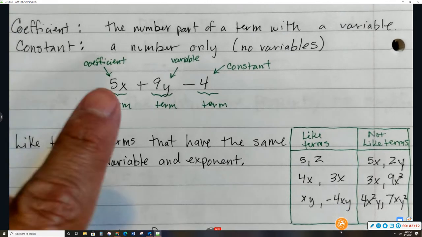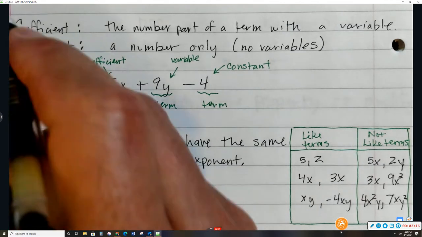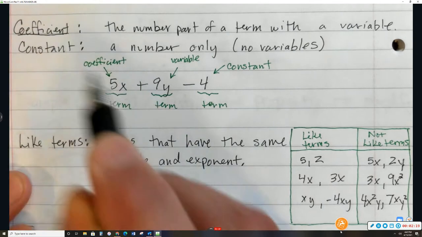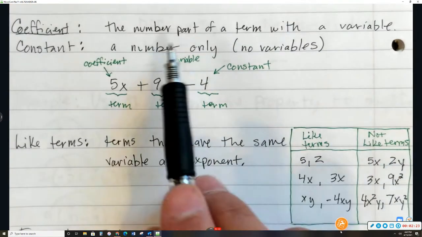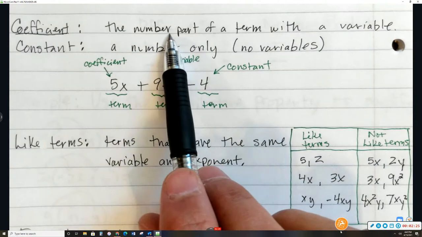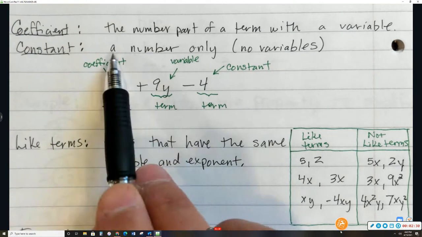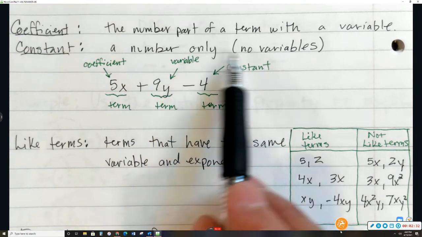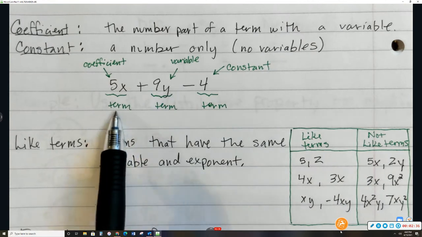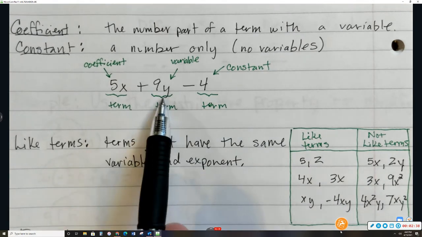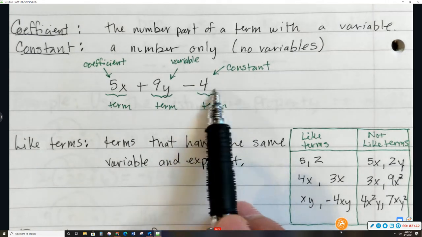And then here we have some more definitions. Coefficient. A coefficient is just the number part of a term with the variable. It's basically the number in front. And then constant. A constant is a number only with no variables. And then I have some examples down here. Like this is a term, this is a term, this is a term. When you have a number by itself, sometimes it's called a constant.